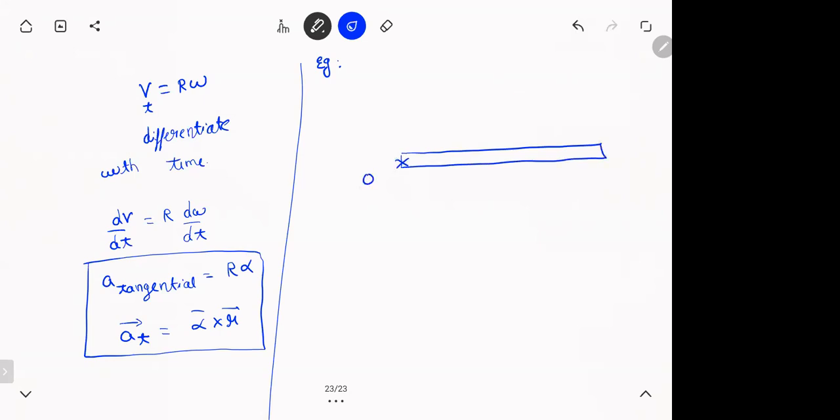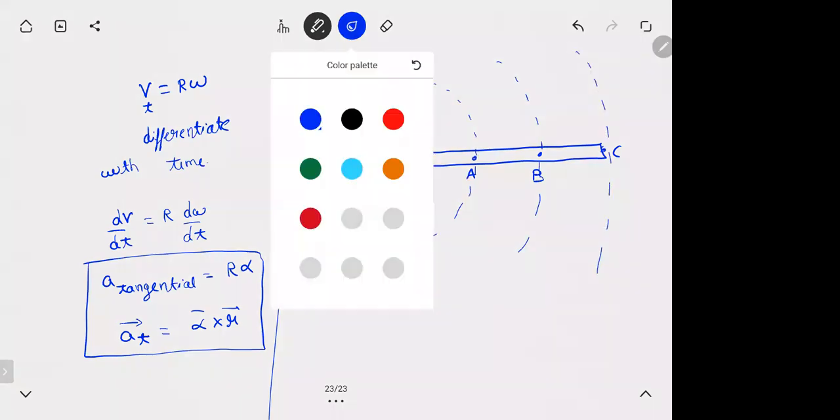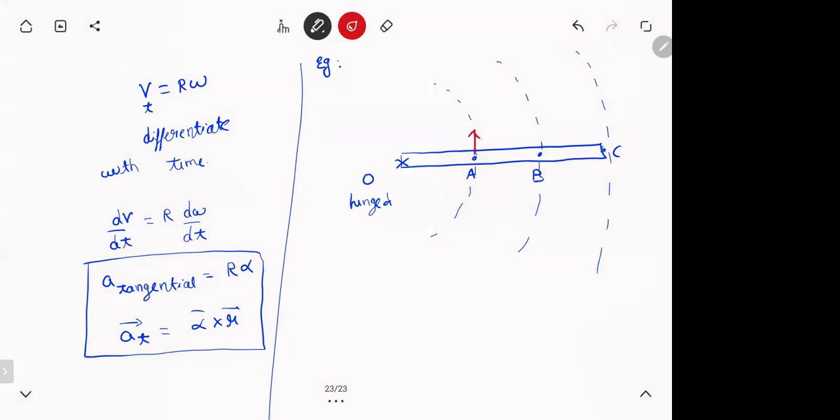So let's say this is O, which is hinged. On this, if you choose 3 different points, let's say A, B, and C, you'll observe how A, B, C go. They'll go in a circle, that is okay. But if you see, they go in different circles of different radius. So if I ask you what is the velocity of A, this is how the velocity of A will be. B will be even more, C will be even more. So velocities will not be equal. The farther you are from the center, the faster you go.